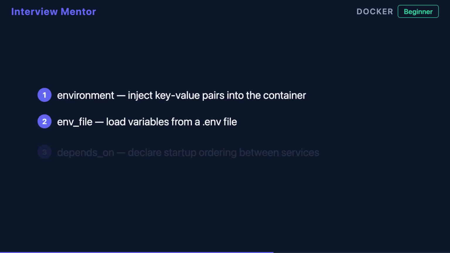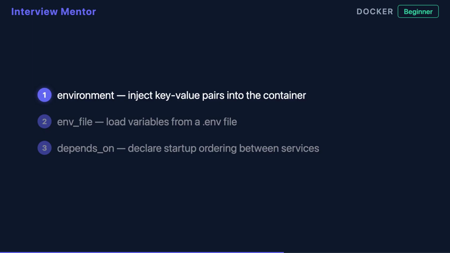Two more useful options. Environment lets you inject key-value pairs directly into the container, while env_file loads them from a .env file. And if one service needs another to be running first, say your app needs the database up, use depends_on to declare that startup order.